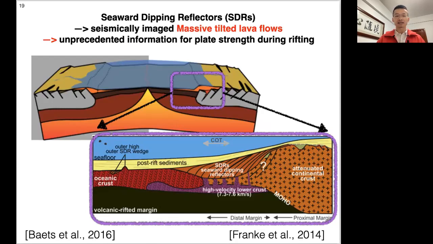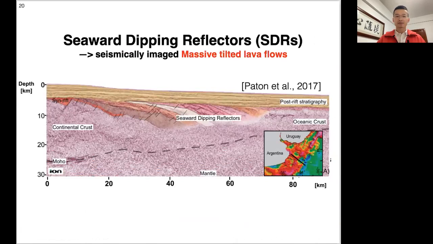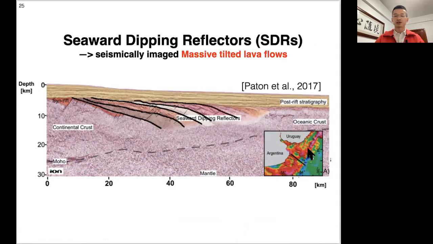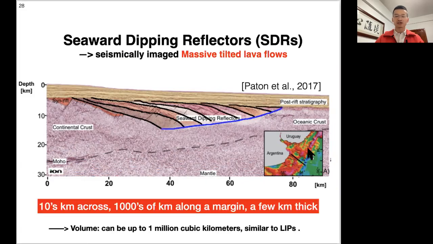In the next few slides, I will show how SDRs provide unprecedented information to look into the historical plate strength. Here's a depth-converted multi-channel seismic profile offshore Argentina, South Atlantic. At the continent-ocean transition zone, we see these reflectors that dip toward the ocean, sitting beneath 4 kilometers of post-rift sediments. They usually have a concave upward shape, and each wedge thickens at depth.